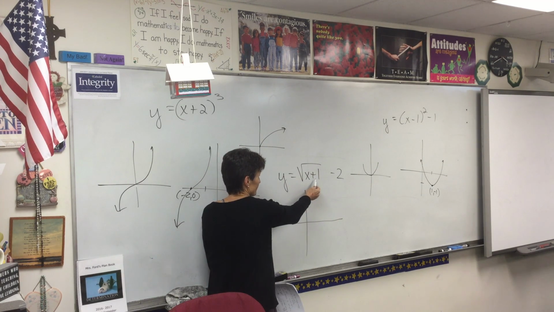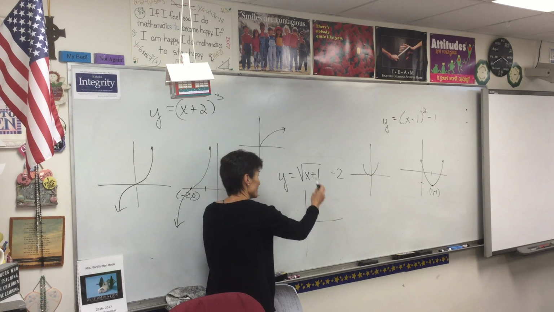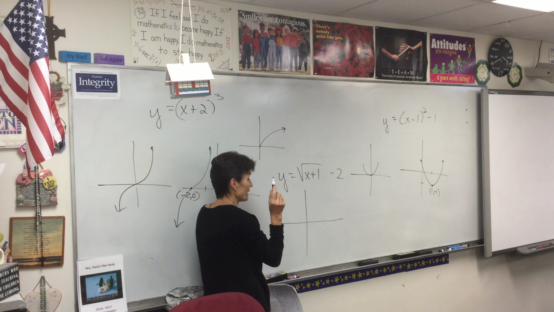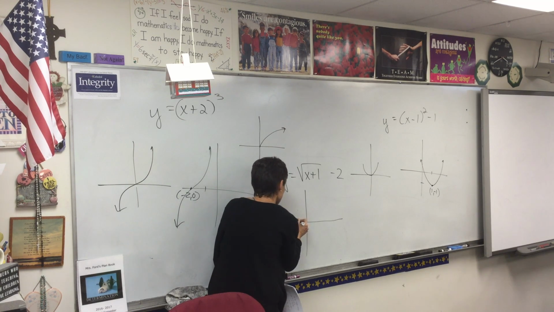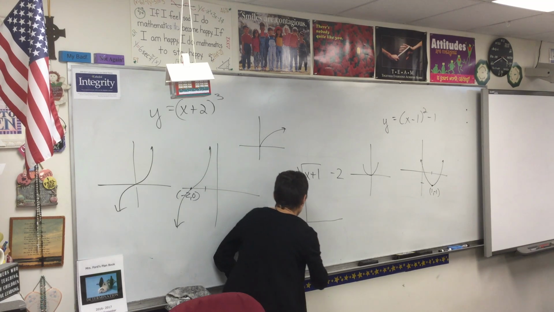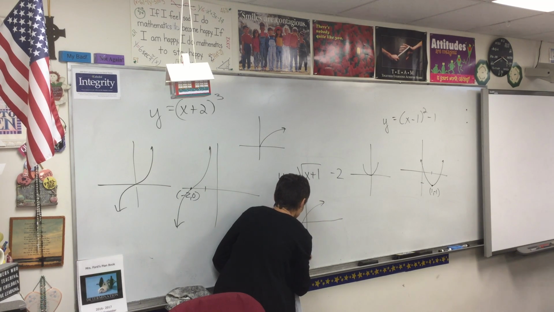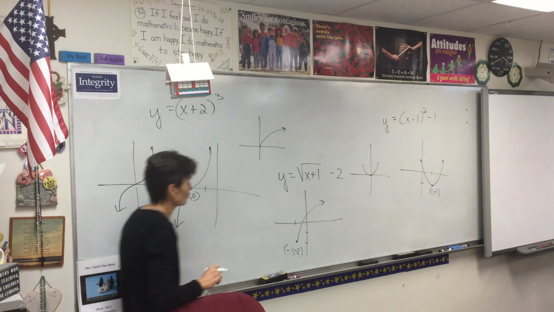1. Which way is this going? Right. Whoa, whoa, whoa. I mean, which way is that going? Left, sorry. That's going left 1 and down 2. So left 1 and down 2, so negative 1, negative 2, and then my square root shape.